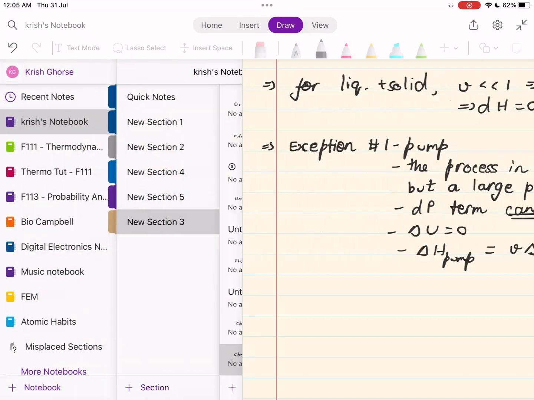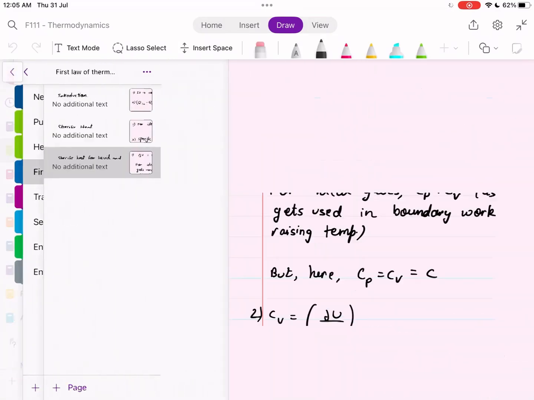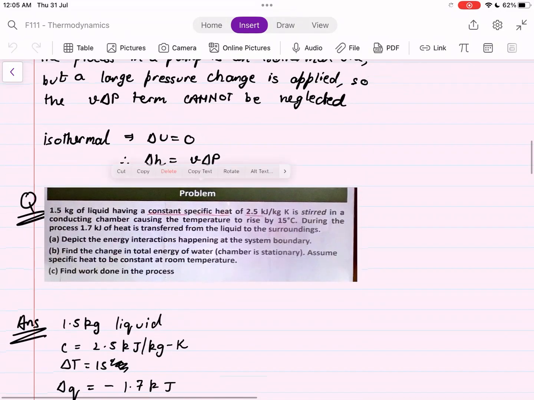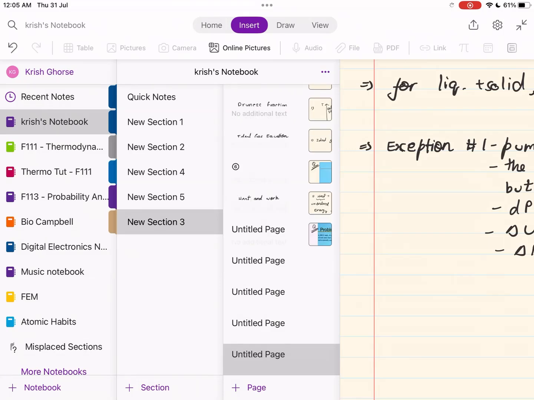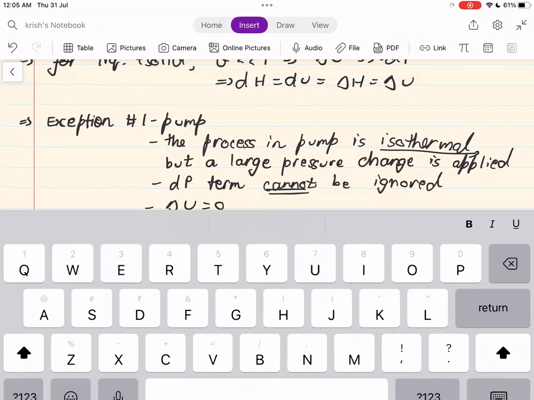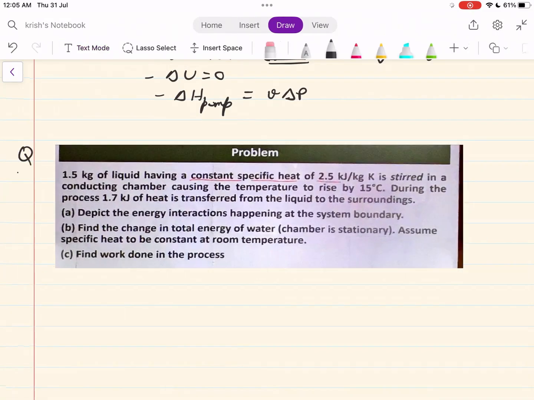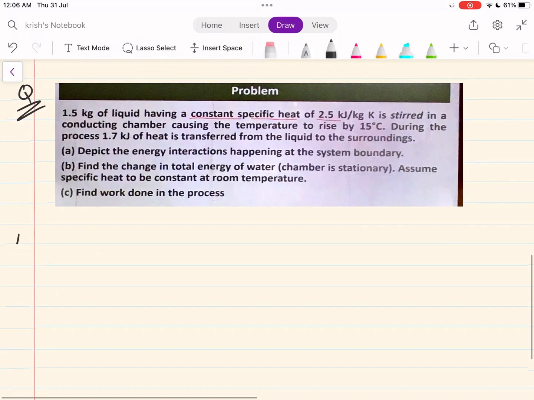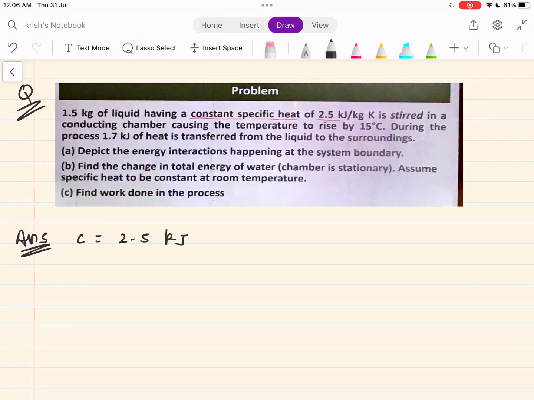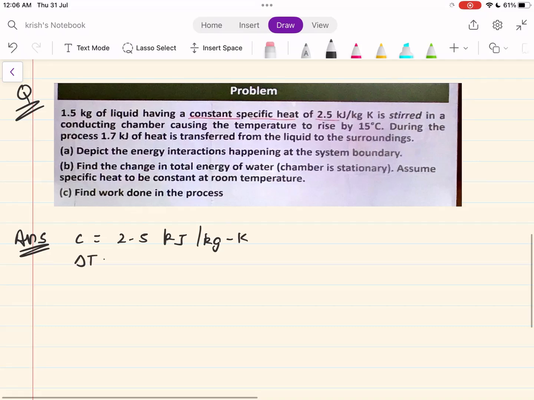Now we're going to solve one or two problems that I have. Starting with a simple one. 1.5 kg of liquid having constant specific heat of 2.5 kilojoule per kilogram Kelvin, C equals 2.5 kilojoule per kilogram Kelvin, is stirred in the conducting chamber, causing the temperature to rise by 15 degrees, delta T equals 15. During the process, 1.7 kilojoule of heat is transferred from the liquid to the surrounding.